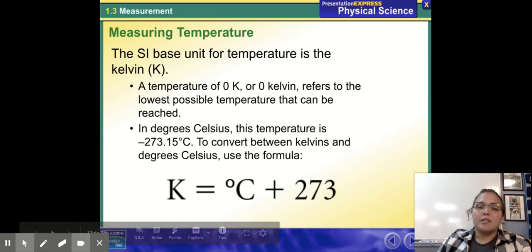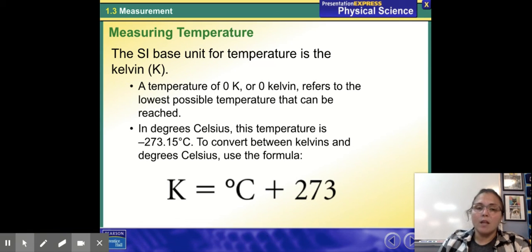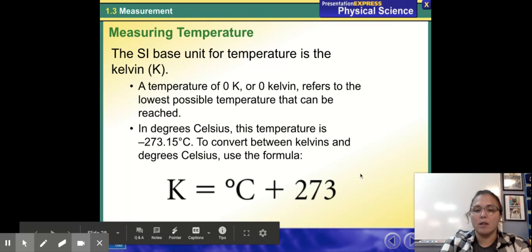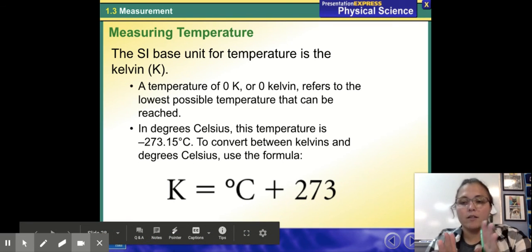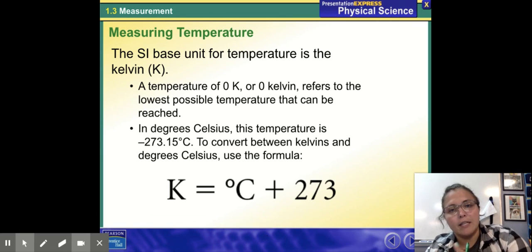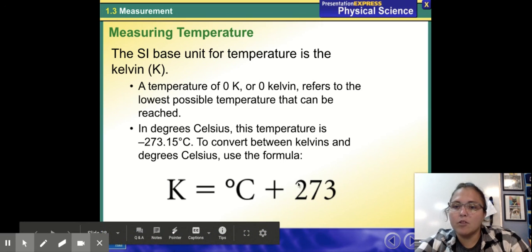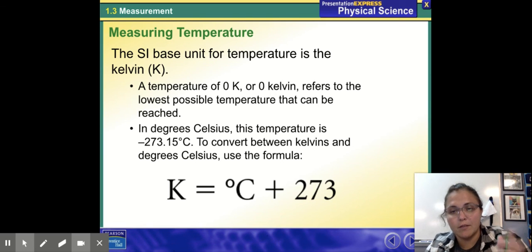The SI base unit for temperature is the Kelvin. A temperature of 0 Kelvin refers to the lowest possible temperature that could ever be reached. In degrees Celsius, this temperature is negative 273.15 degrees Celsius. To convert between Kelvins and degrees Celsius, we use the formula degrees Celsius plus 273 equals Kelvin. The Celsius scale was basically created to have smaller numbers. So we don't want to be dealing with negative 273 degrees when we could talk about 0 degrees.